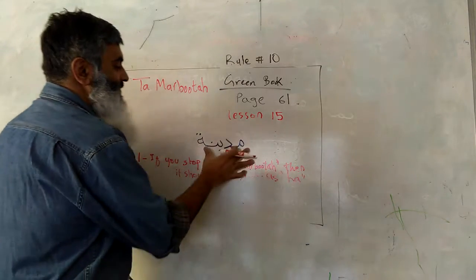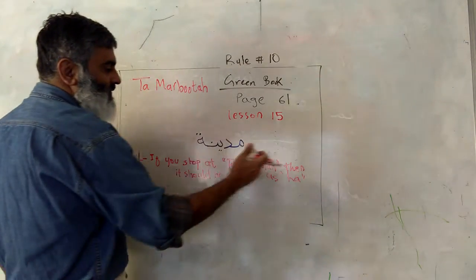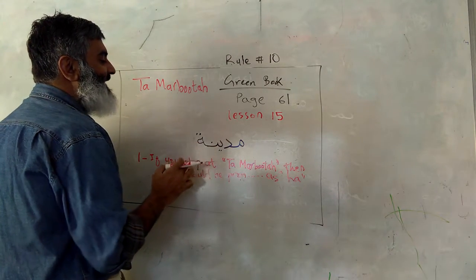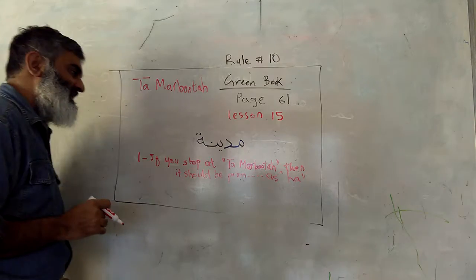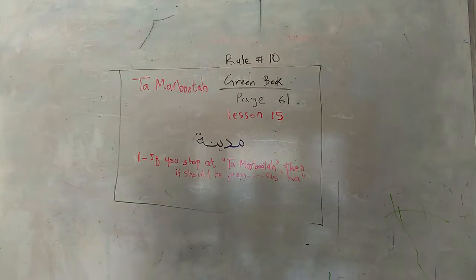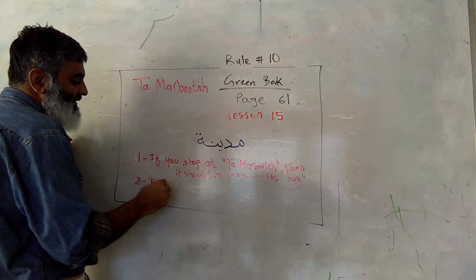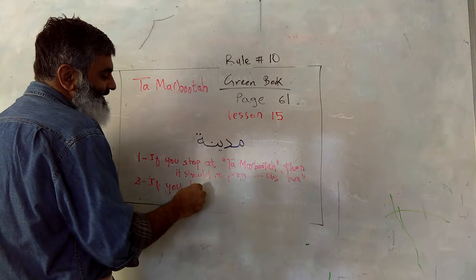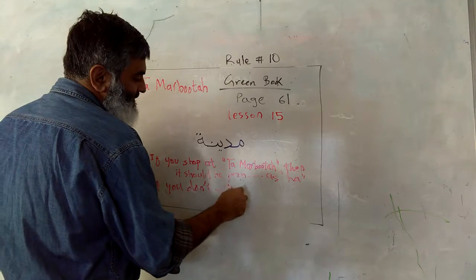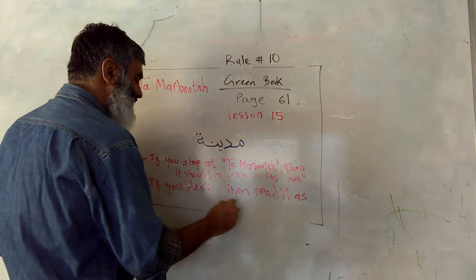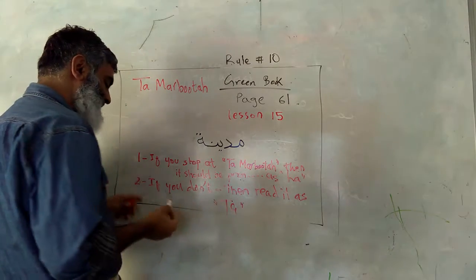So if you're reading Quran and you come to the word Madina and you have to stop here, it will be read as Madina, Madina. It is the last letter and it is pronounced as Ha. But if you don't stop, then you need to read it as Ta, letter Ta.